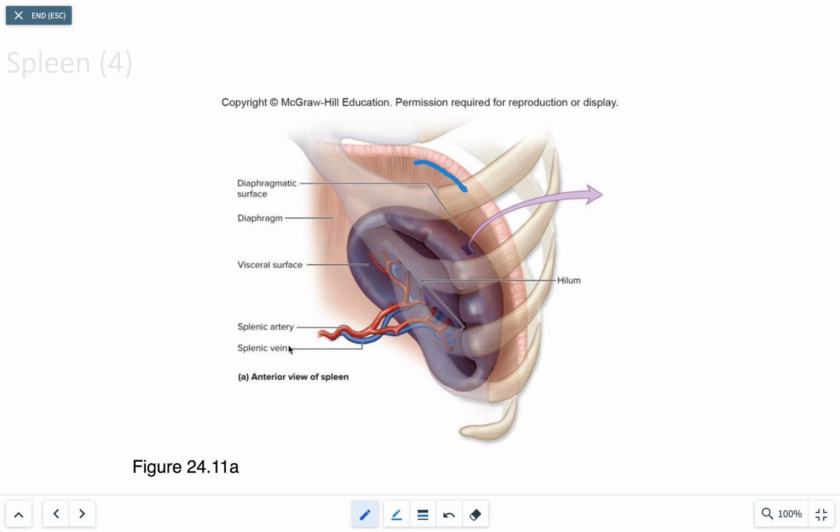The splenic artery and vein here, they enter and leave the spleen through the hilum or the medial surface, just another name for the hilum is the medial surface. So these splenic arteries and veins are going to become important in multiple aspects for filtering the blood or the ability to bring in damaged red blood cells or erythrocytes into the spleen.